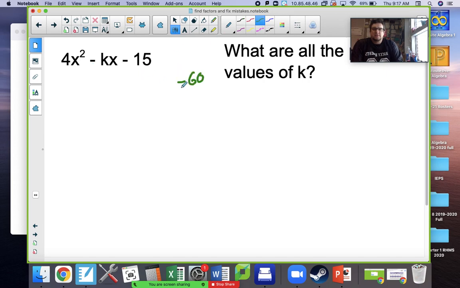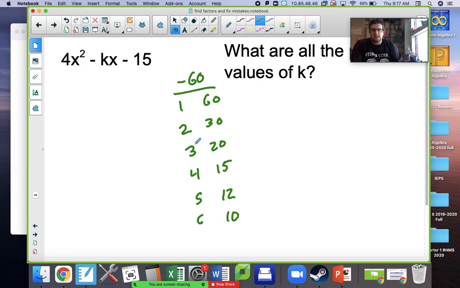I need a negative 60, but I need to combine to a negative number, so I know I'm going to subtract my two factors, and the larger number is going to have to be negative. So we're going to go through and just list our factors first. 1 and 60, 2 and 30, 3 and 20, 4 and 15, 5 and 12, 6 and 10, 7 doesn't work, 8 doesn't work, 9 doesn't work, and then we're back to 10. So here's our complete list of factors.